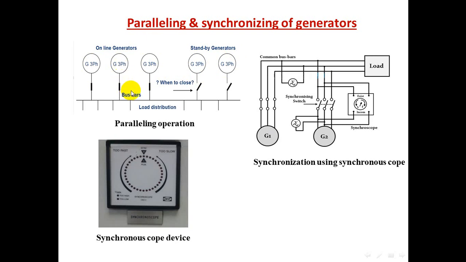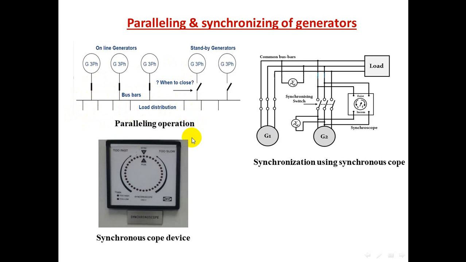The operation of connecting an alternator in parallel with another alternator, or with a common bus bar, is known as synchronizing. This part is called the bus bars. This bus bar is used to connect the generators in parallel connections, and the load is distributed from this bus bar.